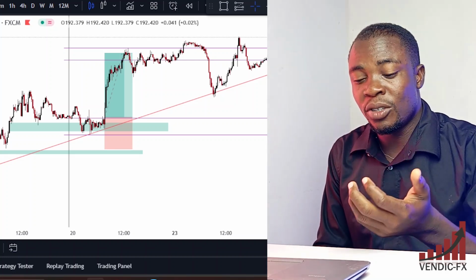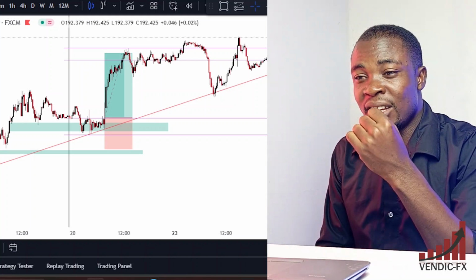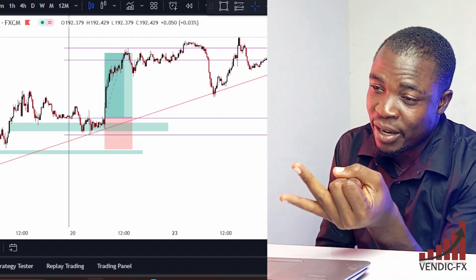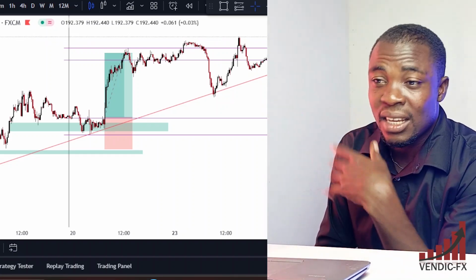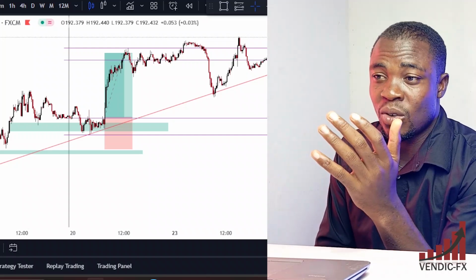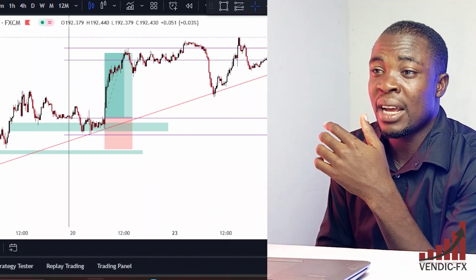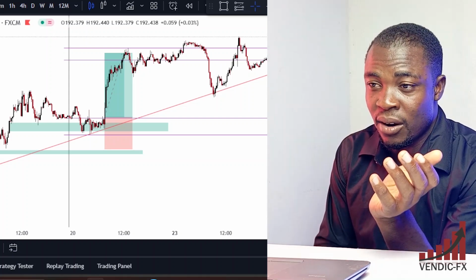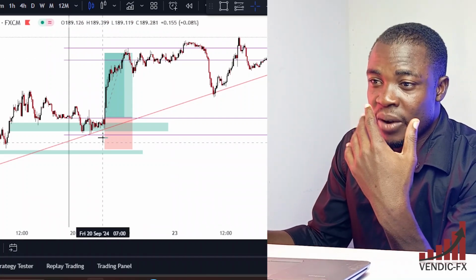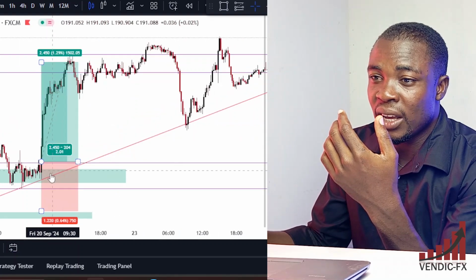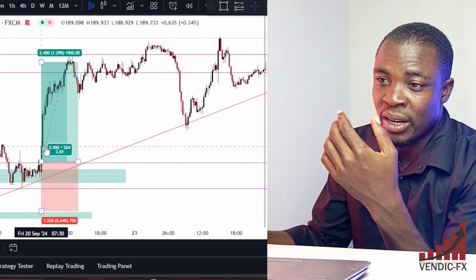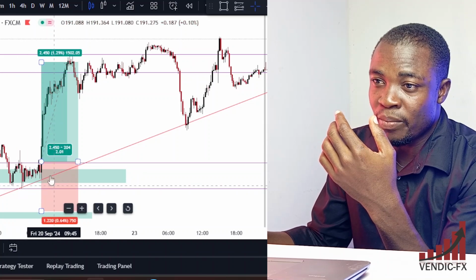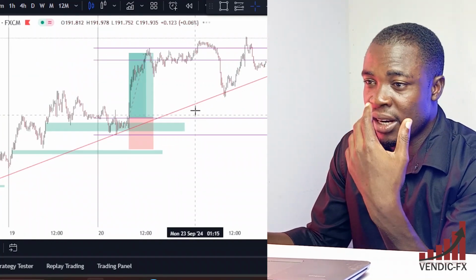Your entry model can be support and resistance. Your entry model can be a fair value gap. It can be Fibonacci retracement. There are so many other entry models. You choose an entry model. It can be an engulfing candle, whatsoever the entry model is. If you were on this trade, even if you were using an engulfing candle, this could have been your engulfing candle. You enter the trade here, and your stop loss will be below here. It could still have been a winning trade.